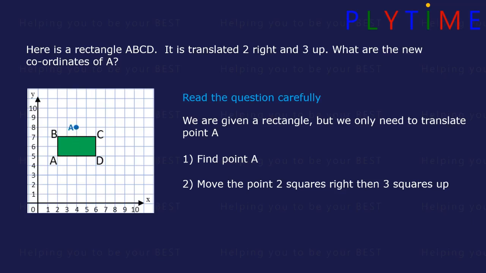Now we have the new point A. We need to find the coordinates of the new point A. We read along the x-axis and up the y. It's (4, 8).